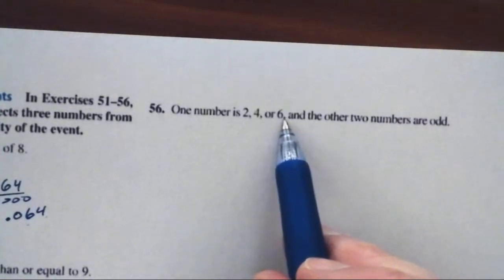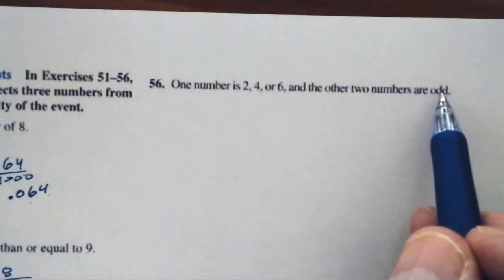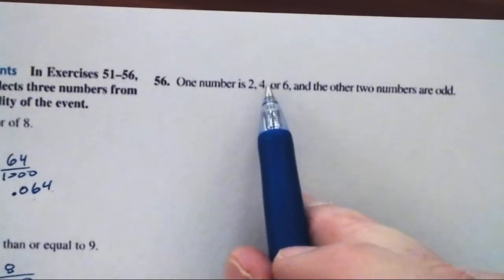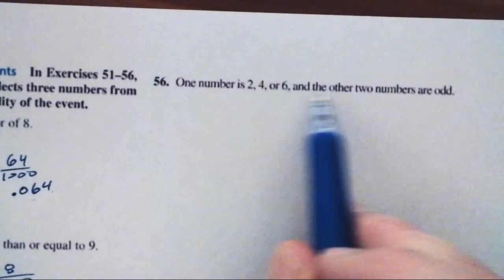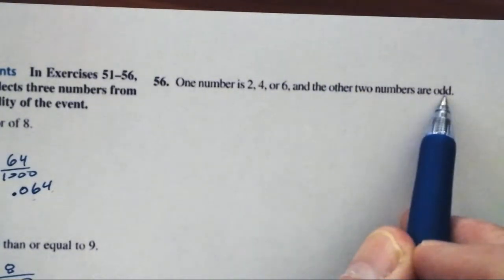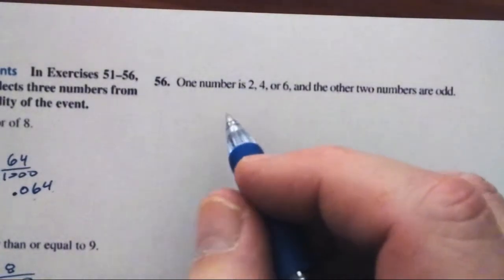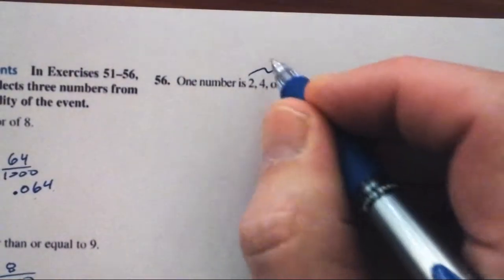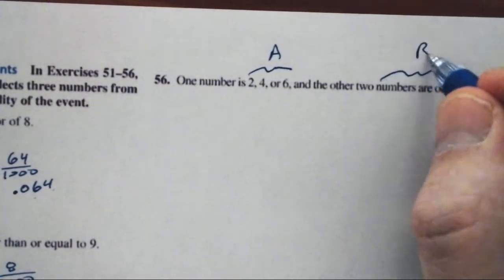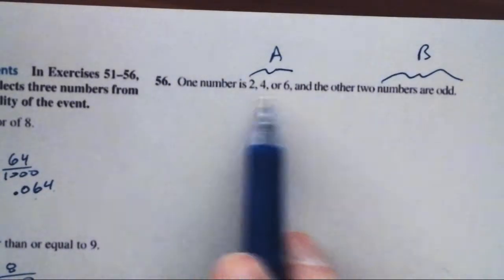One number is 2, 4, or 6, and the other two numbers are odd. What we need to be cognizant of: could both of those things happen? Could I get a number that's 2, 4, or 6 and the other number to be odd? Couldn't happen, so we're okay there. If I call this event A, and this an odd would be event B. Oh, and we're selecting 3, by the way.